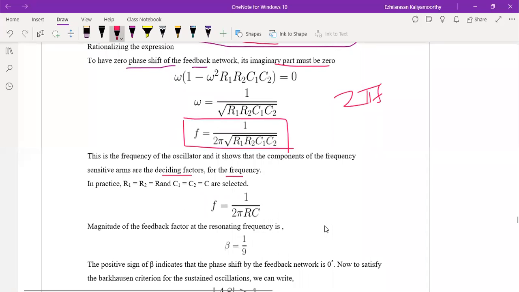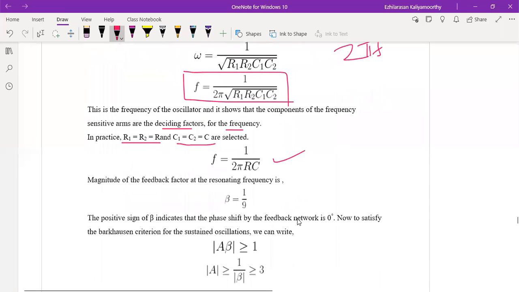Now in practice, consider R1 and R2 both the same value, and C1 and C2 the same value. So R1, R2 will be R, and C1, C2 will be C. Then this expression reduces to f is equal to 1 by 2 pi RC. Now the magnitude of the feedback factor at the resonating frequency is beta equal to 1 by 9. The positive beta indicates the phase shift by the feedback network is 0.